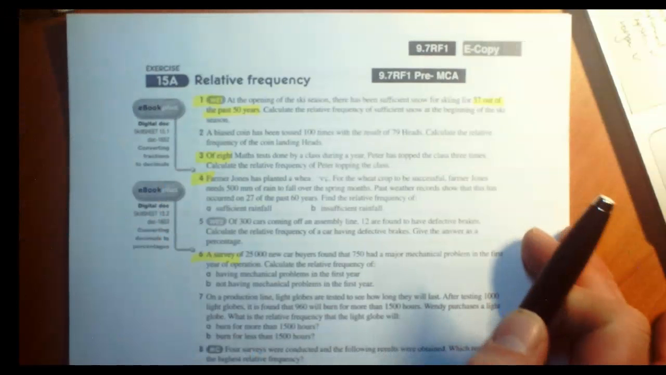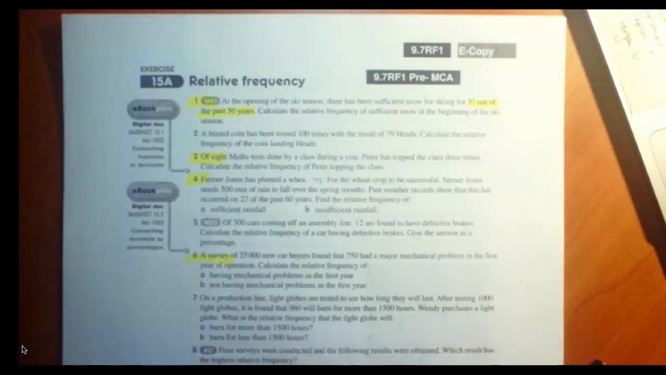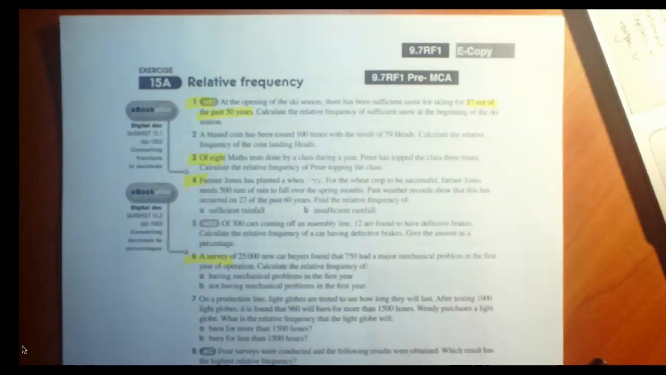Welcome to a tutorial on 9.7 RF1. We're looking at probability in terms of target relative frequency. Let's just get started.